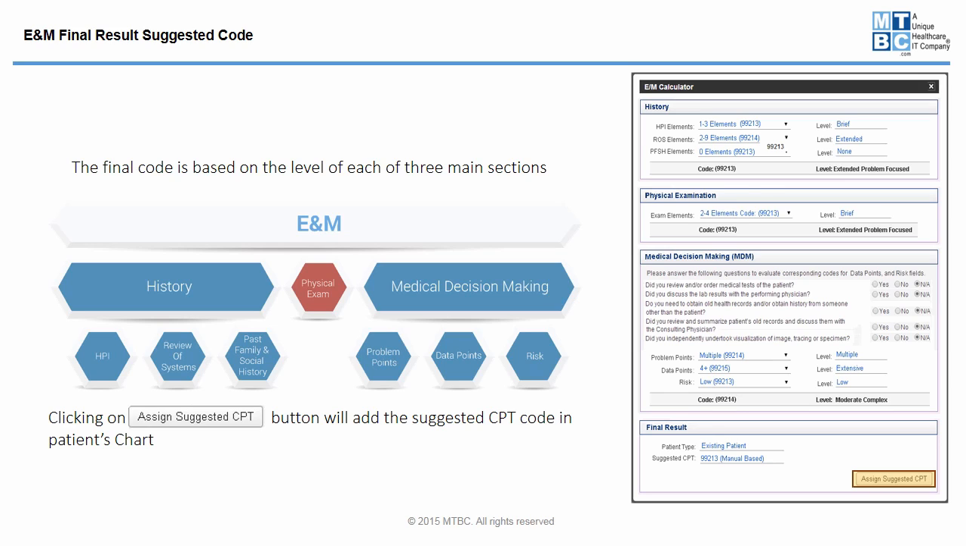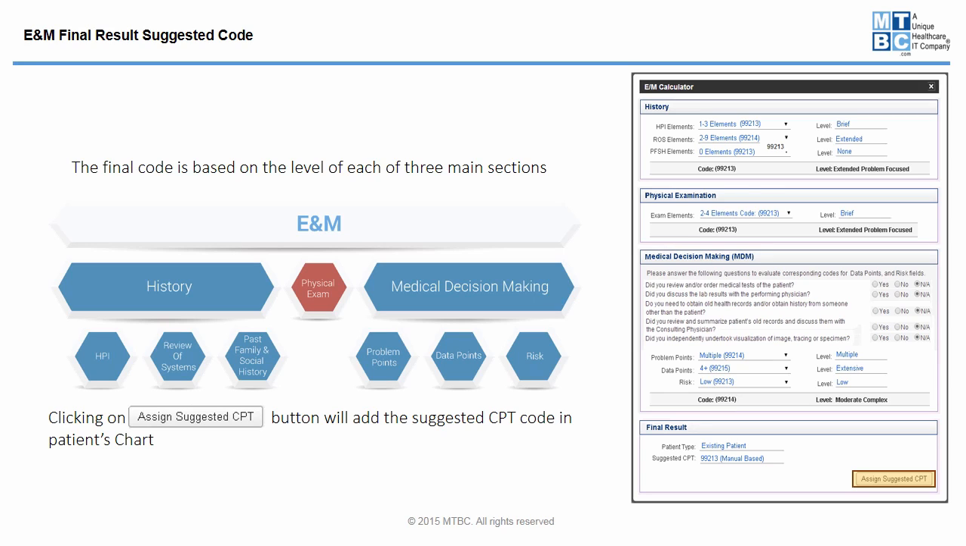If the HPI elements were 1 to 3, the level would be brief. If the review of systems elements were 2 to 9 elements, the level would be extended for review of systems. If the patient's family and social history elements, let's say 0 elements, the level would be none. If you move to physical exam, exam elements would be, let's say, 2 to 4 elements. The code that is selected is 99213, and the level would be brief.